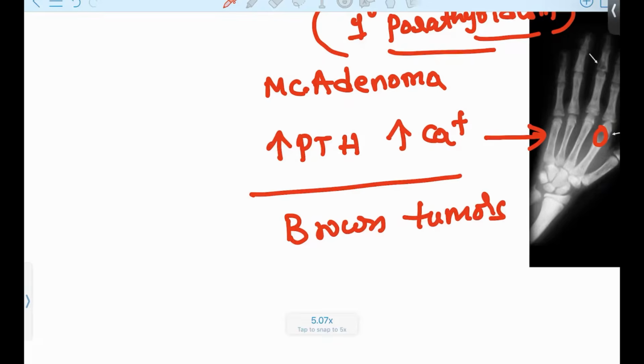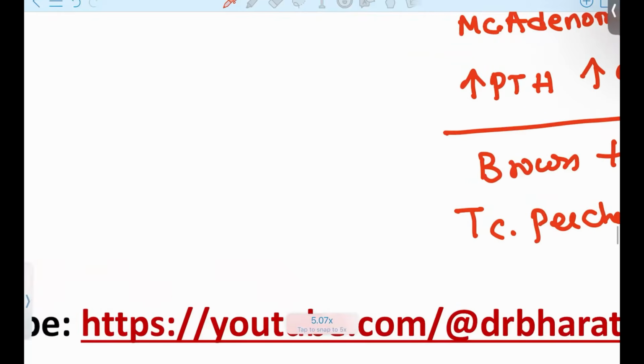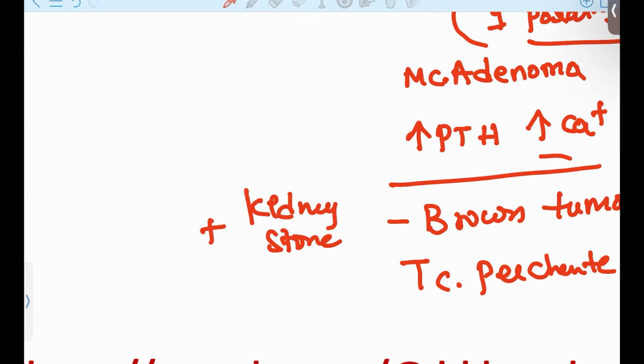For this patient, the technetium pertechnetate scan is the investigation of choice. And if the calcium is increased along with the brown tumors, the patient can also have kidney stones, and the patient will also have bone pain. This is the recurrent condition that will be presented.